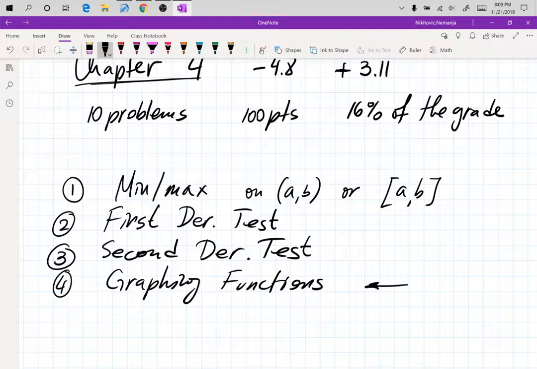I mean, I can make this into a three question exam, right? Give you a 40 minute graphing question, give you a min-max optimization word problem, and a L'Hopital's rule problem, and we're good to go. Let's call it an exam, right?